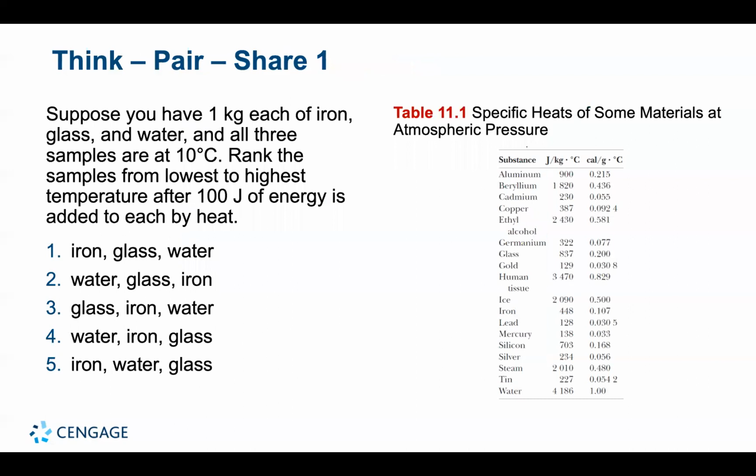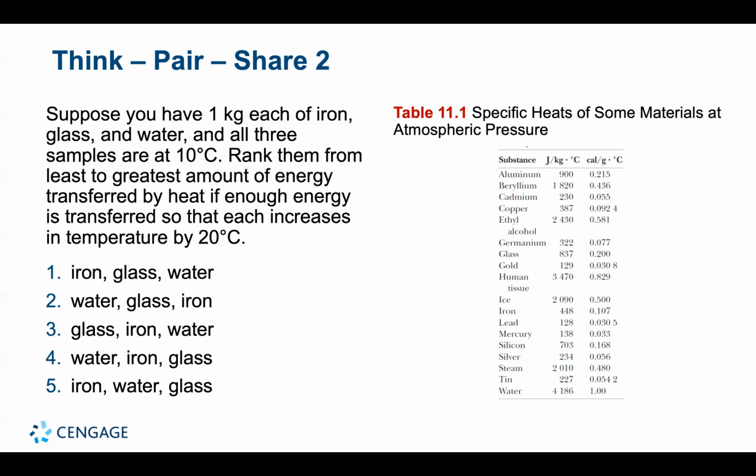So here's a question. Suppose we have 1 kilogram each of iron, glass, and water, and all 3 samples are at 10 degrees C. Rank the samples from lowest to highest temperature after 100 joules of energy is added to each by heat. And so the answer is it would be water, then glass, and then iron. Because it has the highest specific heat, water has the smallest change in temperature. Glass is next and iron is last.